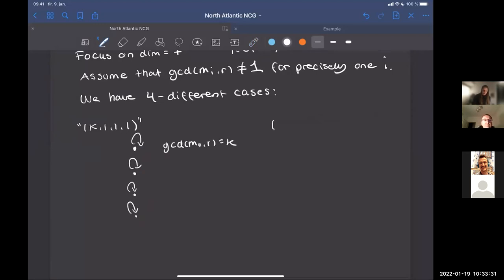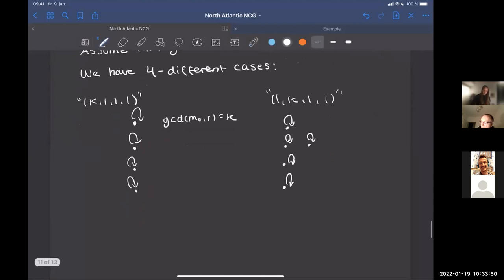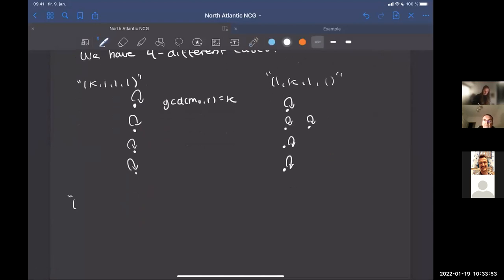Then we have the 1K11 case. Here, at the second level, we will have two vertices. So it looks like this. And of course, we have some edges between them, only going in this direction. This is the same for all of them. And then we have this 11K1 case. I think you see it now.